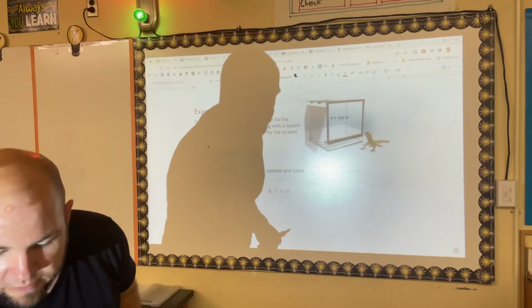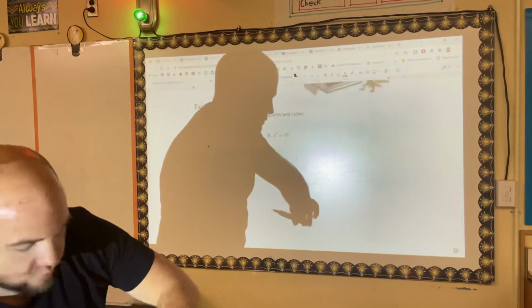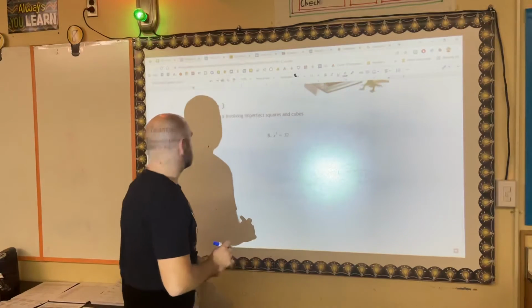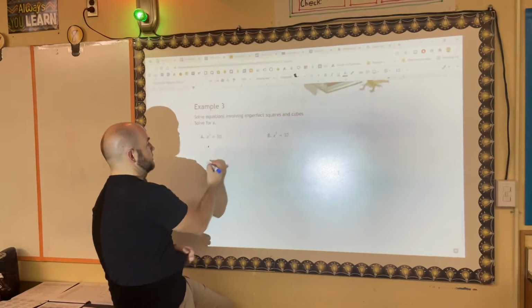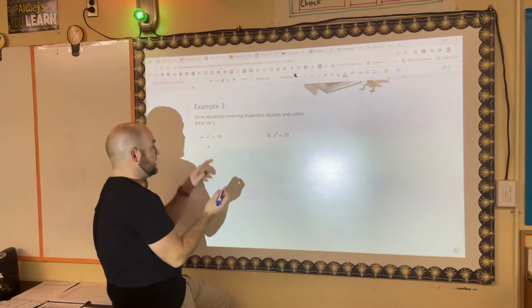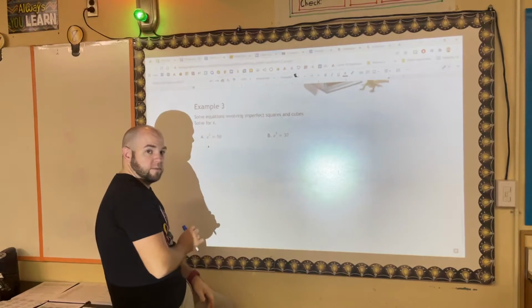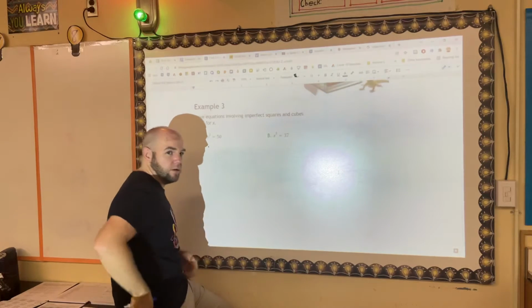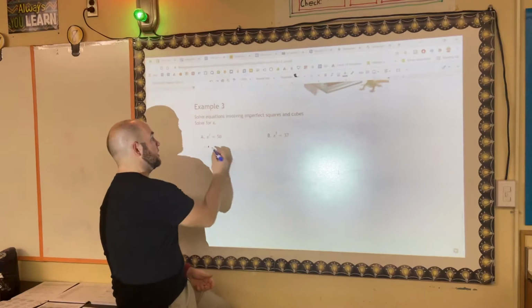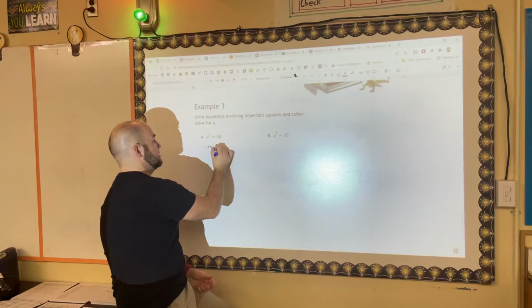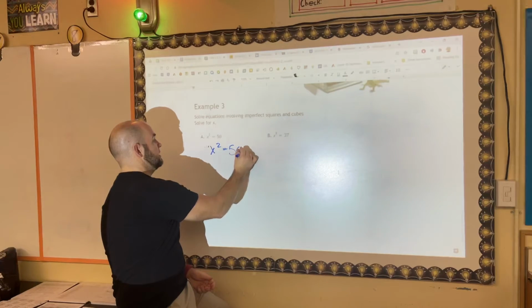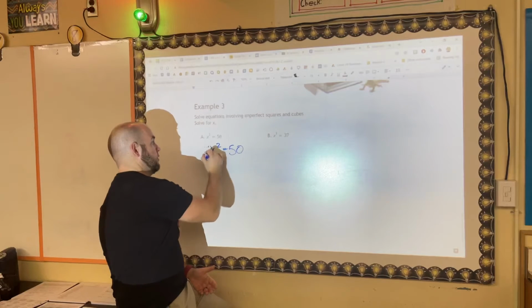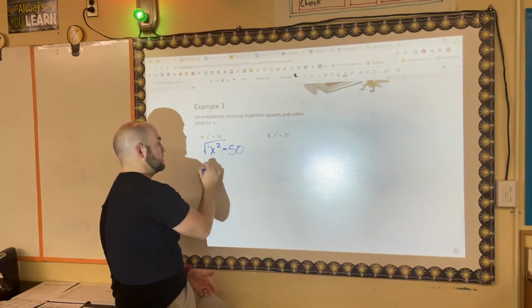Last one, solve equations involving perfect squares and cubes. So we have x squared is equal to 50. Our goal is to get each of these by themselves, and we are going to do something to them to cancel out what is already being done to them. So this is x squared equals 50. To get the x by itself is our goal. So what we're going to do is take the square root of that.